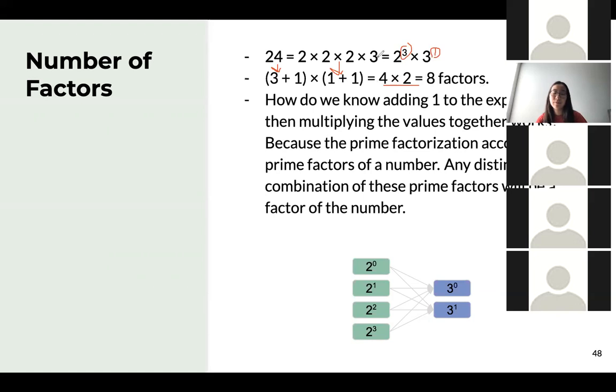So basically, find the prime factorization, then take out the exponents, add 1 to each of the exponents, then multiply them together. And that works because of this diagram below and what we explained earlier about how all the factors are a combination of the prime factors. Okay. Does anyone want me to go back over something I just said?